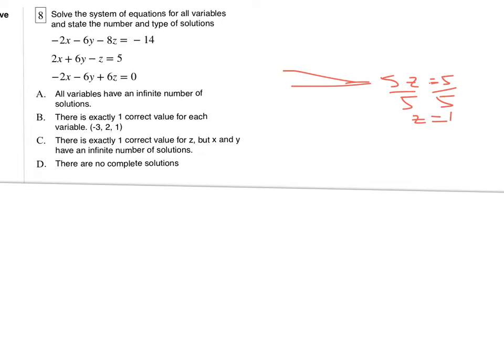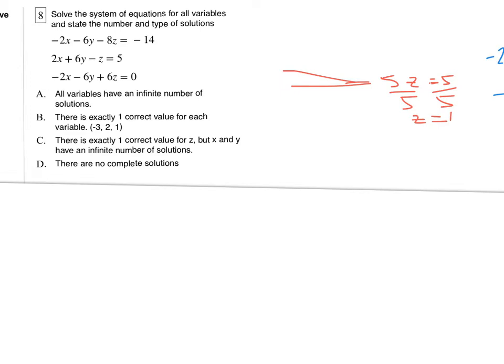So what I'm going to do is plug that z into 2 of these equations and solve those. So I get negative 2x minus 6y minus 8 times 1 equals negative 14. Obviously negative 8 times 1 is just negative 8, so I'm going to add the 8 over. So I get negative 2x minus 6y equals negative 6.